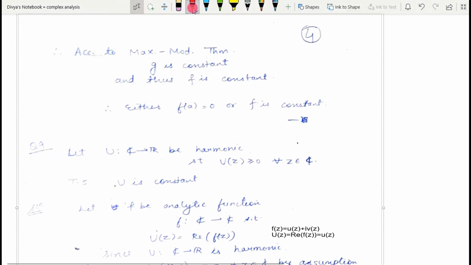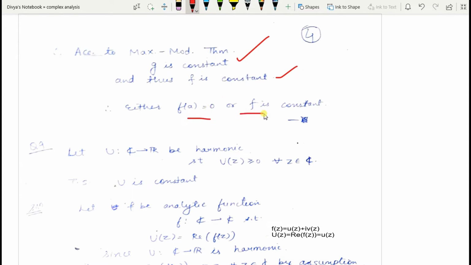for all z belonging to the domain, and that would imply from the maximum modulus theorem that g is a constant. And g is a constant, and since g was 1 upon f, therefore f is constant. So therefore we have two conditions: either f(a) was 0 or f is constant. Clear?